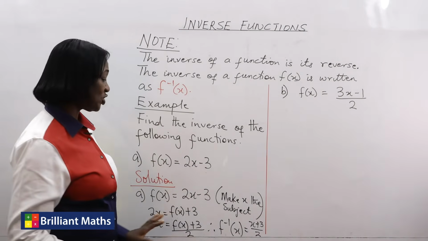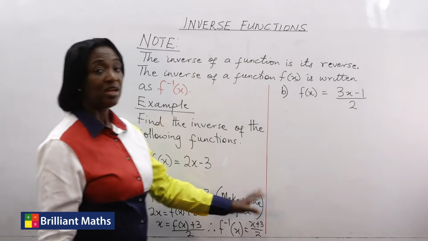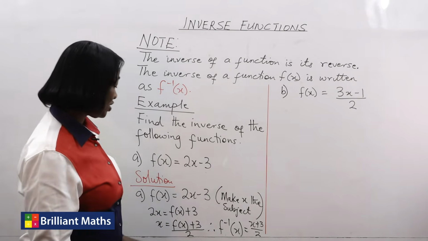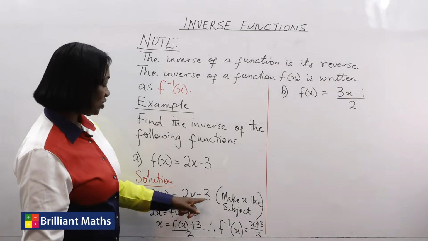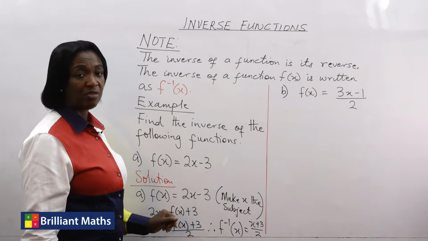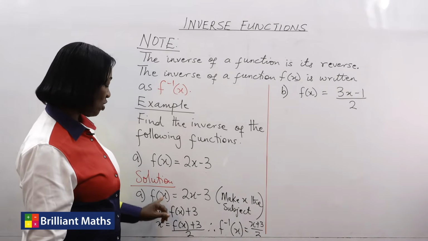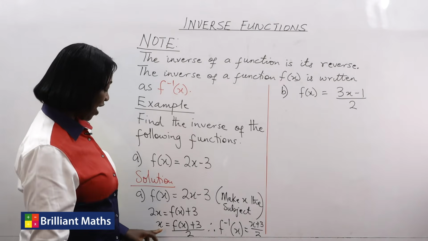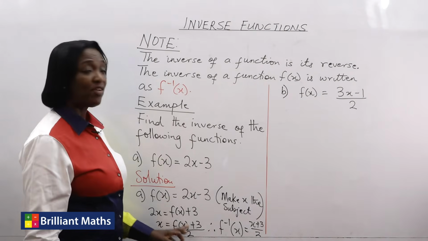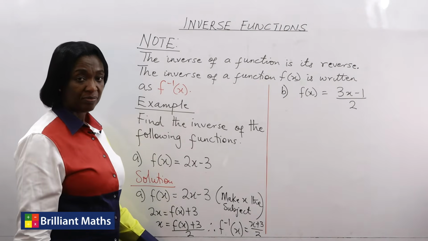You write out the function again. Make x the subject. So the target is to make x the subject. So 2x is equal to, we take minus 3 to the other side of the equation. So 2x is equal to f of x plus 3. So x is equal to f of x plus 3 over 2.